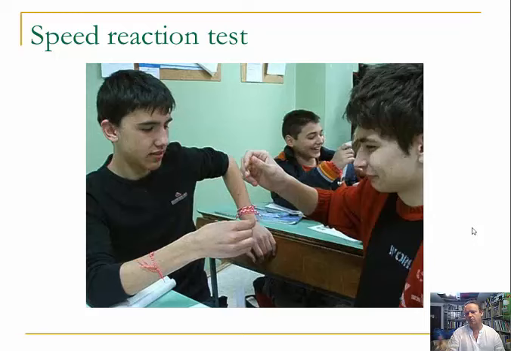Here, speed and reaction from the physics curriculum turns into a survey in the language curriculum, which gets the kids looking at what the fractions of seconds were as a whole group. They do it two or three or five times, and they get average numbers of speed reaction. And they can see as a snapshot how fast reactions are in their group.